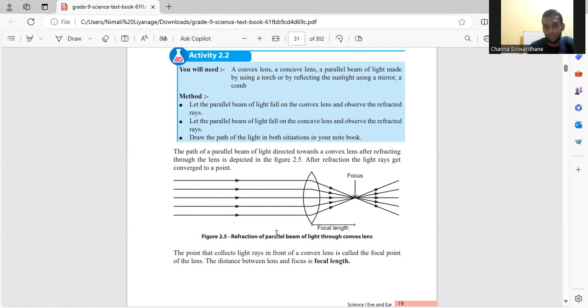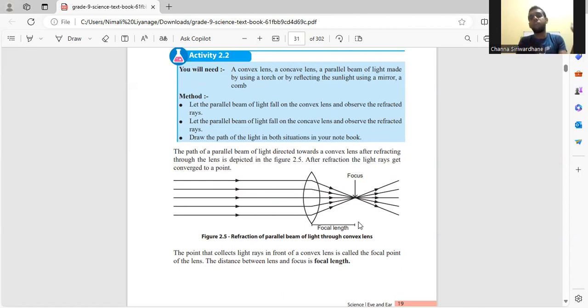After refraction, the light rays get converged to a point. After the refraction, the parallel beam of light rays get converged into a point called the focus. Right? That focus is also called the focal point. And there is a specific length, the length in between the lens and the focus, or the lens and the focal point.